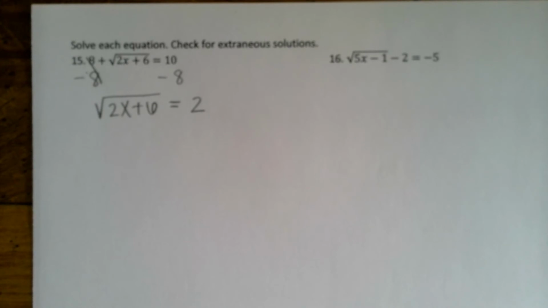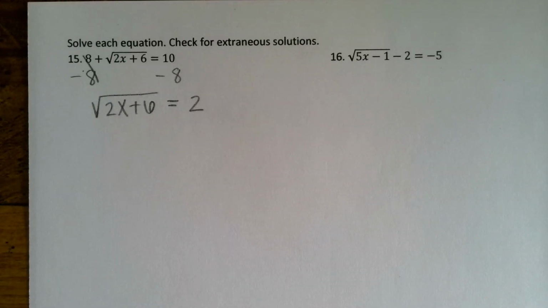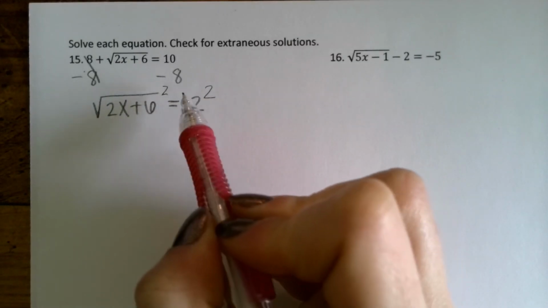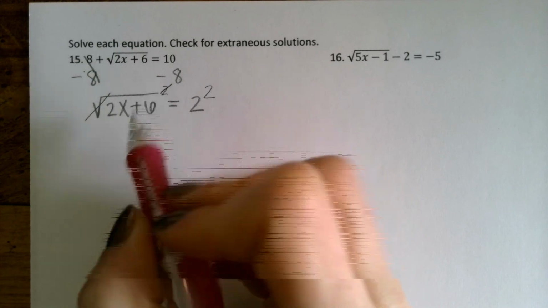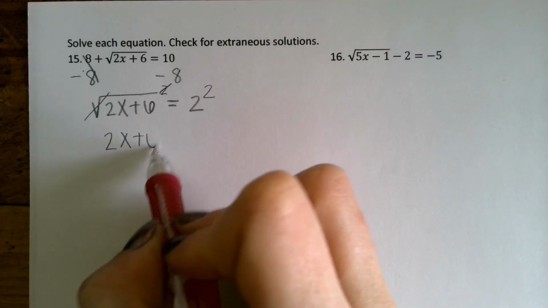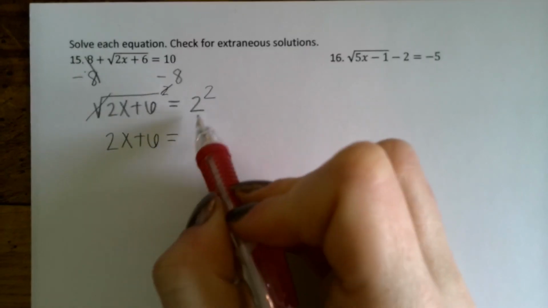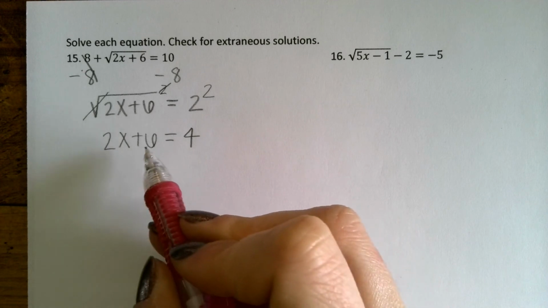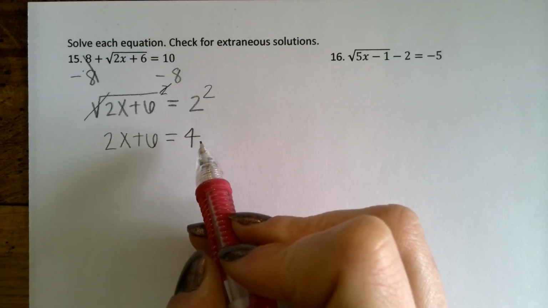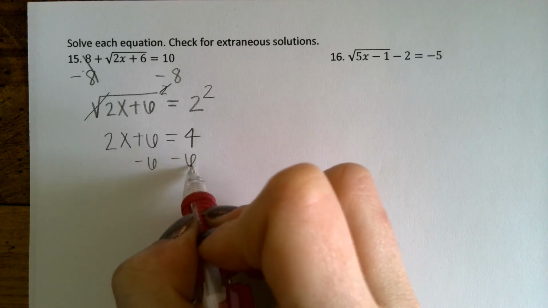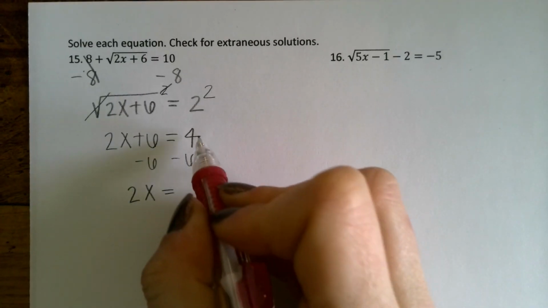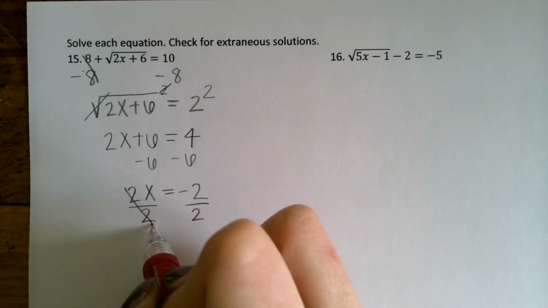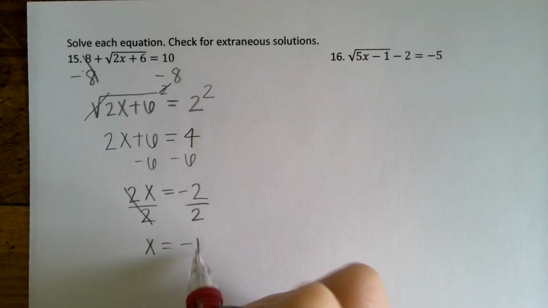Once that square root is by itself, to get rid of the square root, we are going to square both sides. Since the square and square root are opposite, on this side they cancel right out, leaving you with 2x plus 6. And on this side, we have 2 squared, which is 4. From here, I no longer have a square root, so this should be a nice and easy equation to solve. We'll start with subtracting 6. So we have 2x equals negative 2, dividing by 2, and x equals negative 1.